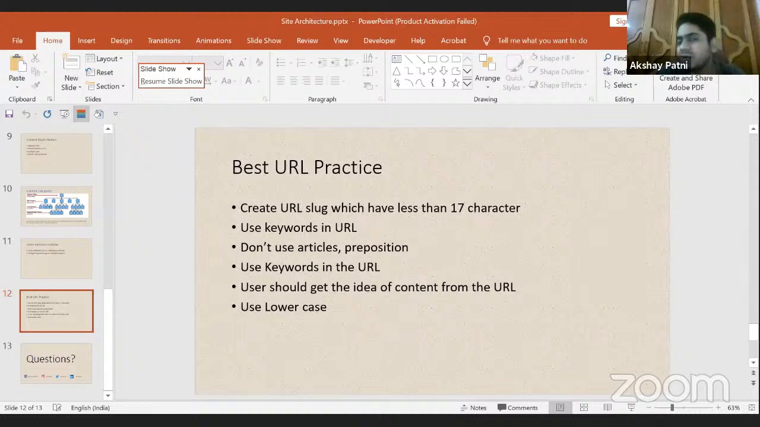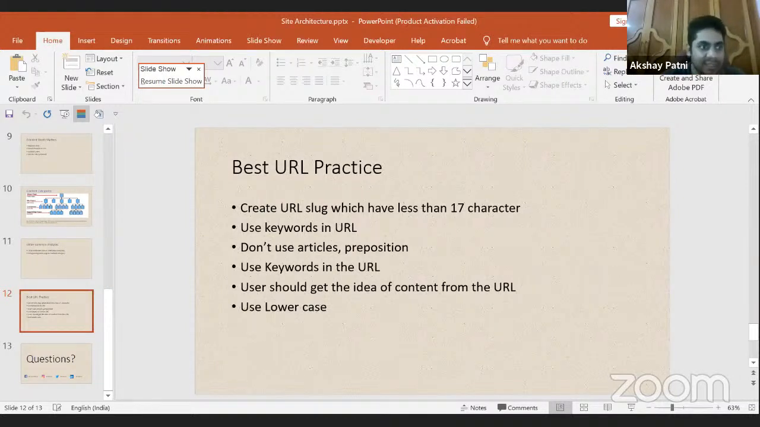A user should get, if I'm looking at your URL, the idea of what the content is. It will help you to increase the clicks upon it. Always use lowercase. Do not make your URLs capital, because sometimes the capital URL is also getting opened and the small case URL is also getting opened, and Google will consider that a duplicate. So it's always better to have only lowercase, and it is the best industry practice.